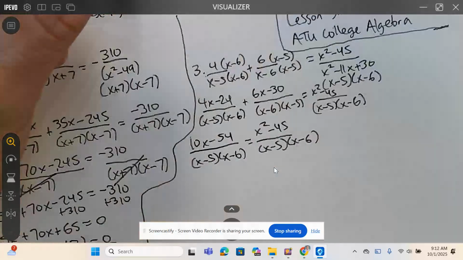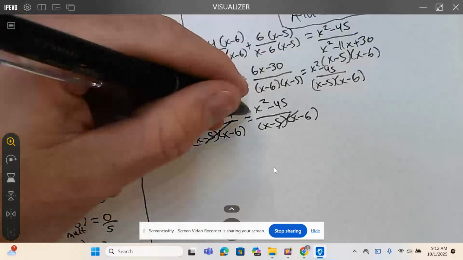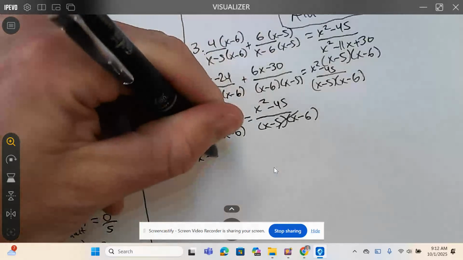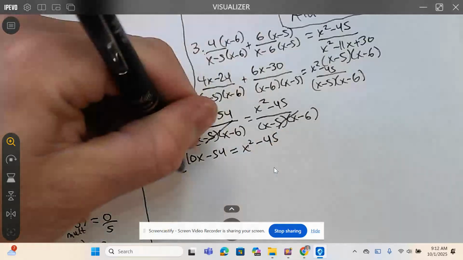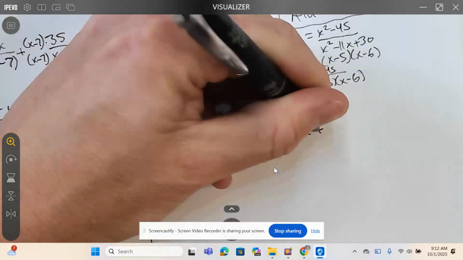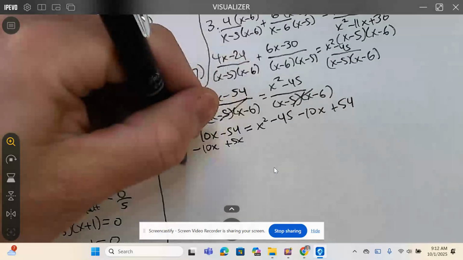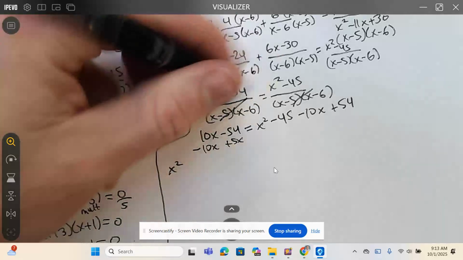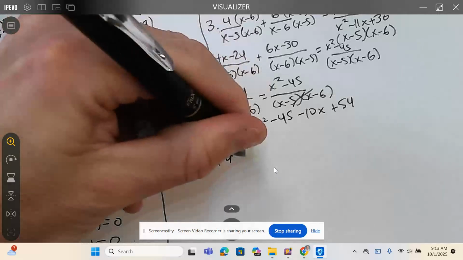Okay. These two will cancel. So then we've got a quadratic again. You need to keep the x squared positive if you're going to factor. So I'll write it down again, but I'm going to move everything to the right. So I'm going to subtract 10x, and I'm going to add 54. So x squared minus 10x plus 9 equals 0.